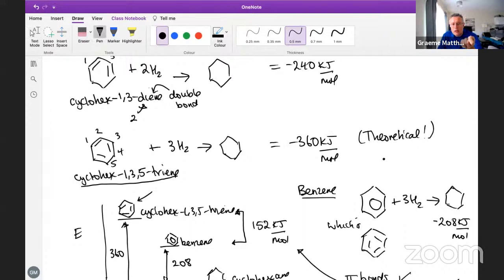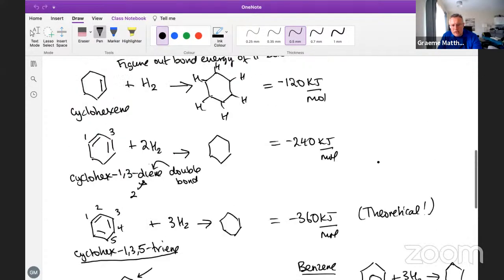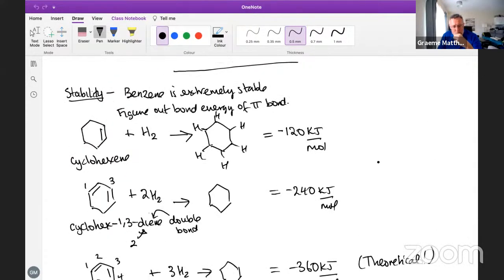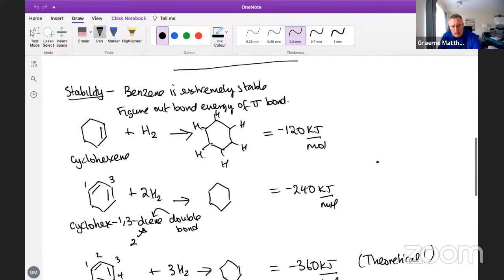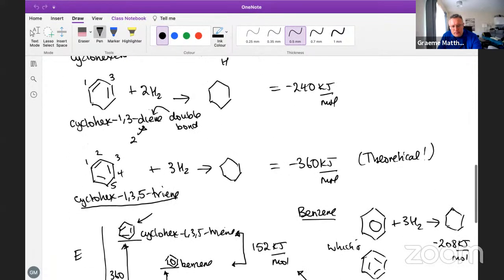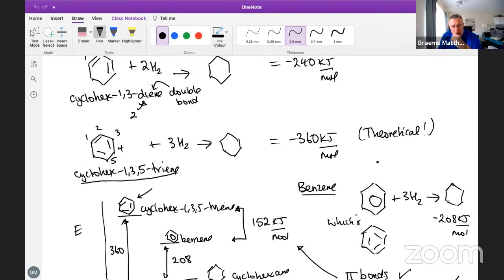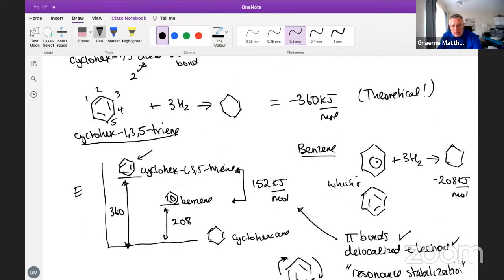Theoretical. It isn't. It's actually lower. All right, so what they're going to ask you to do, and we'll do a past paper question now, is this one. They'll say, explain why you've got the difference in enthalpies. Well, this is the chart, the diagram you need to know.